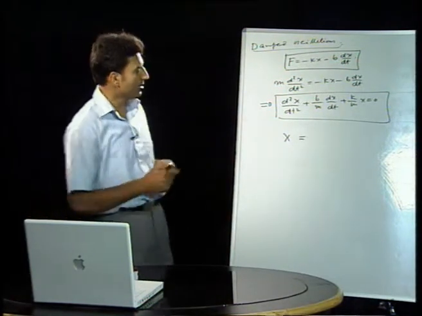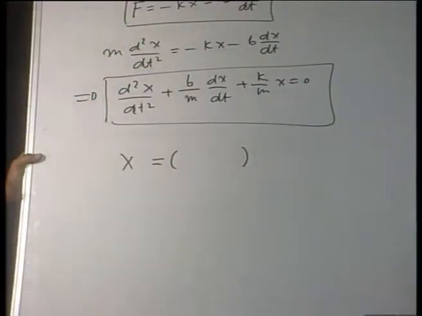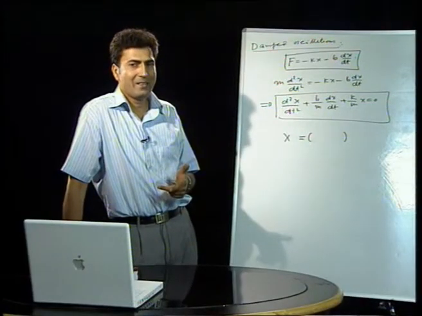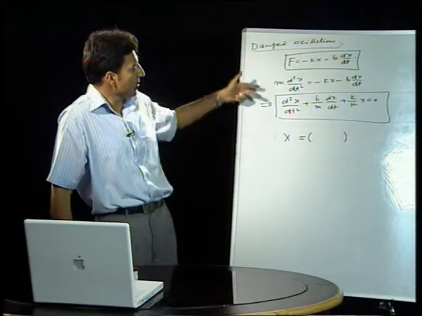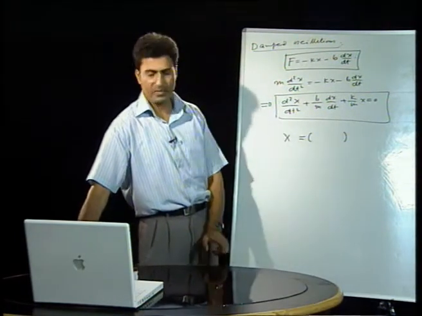So what should I write here? It is something which is a function of time, and that too decreasing with time. And from the solution itself, it is an exponential decrease with time. The amplitude decreases exponentially with time.